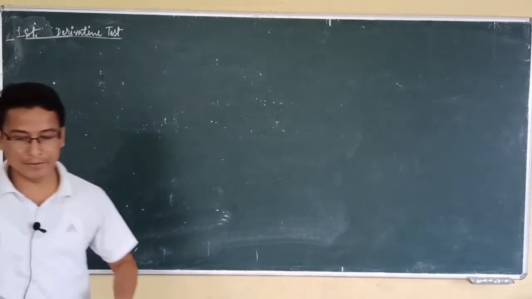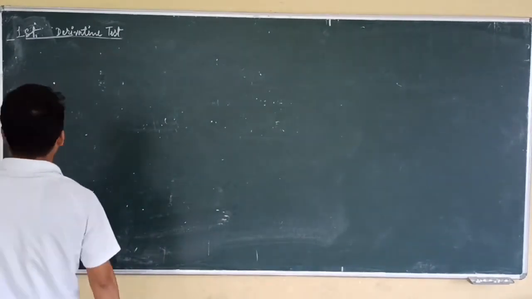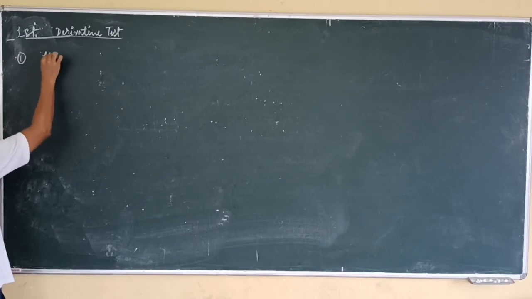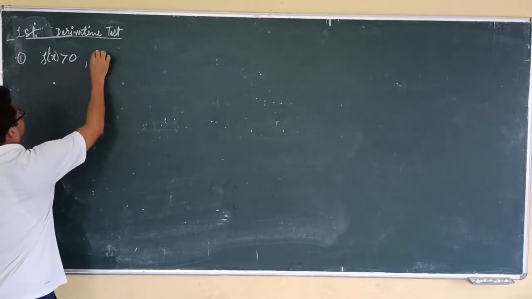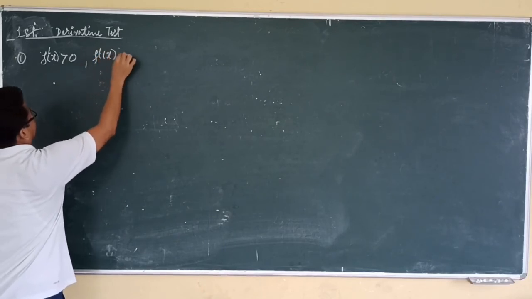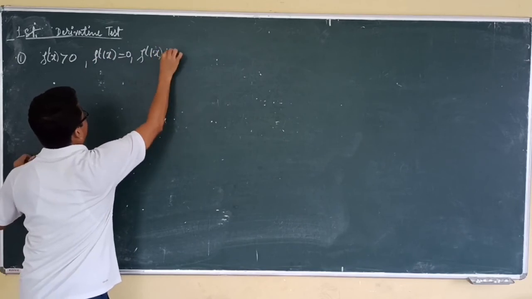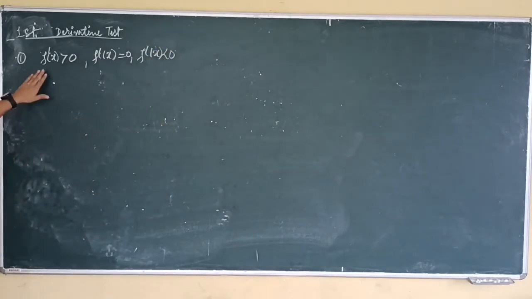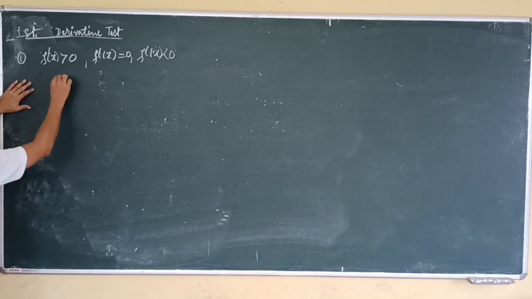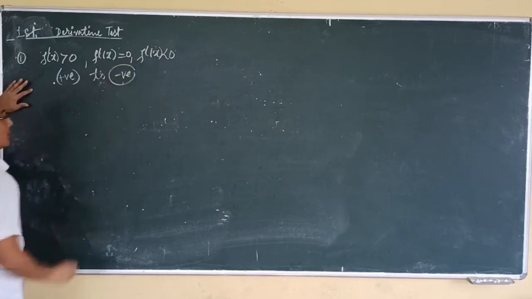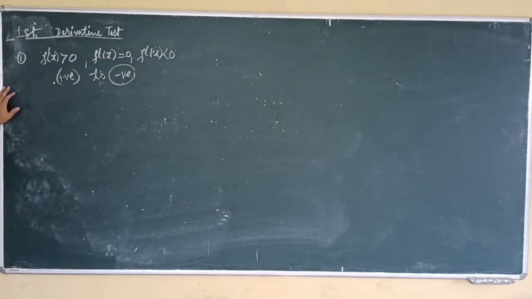So in the first derivative test, what can we understand? When f dash x is greater than 0, f dash x equal to 0, and f dash x less than 0, that is, when the function moves from positive to negative, then we will get the maximum value of the function.